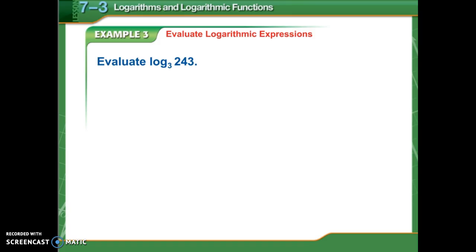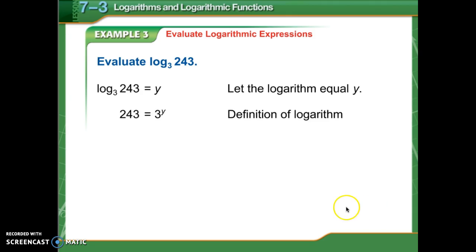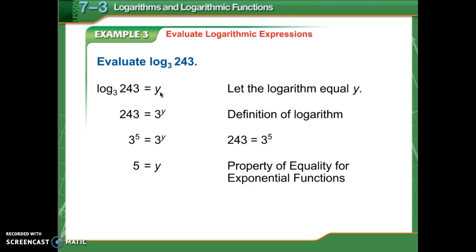Okay, for example 3, we don't have an equation anymore. We have to evaluate a logarithmic expression. This time we're looking at log base 3 of 243, and we have to figure out what that is equal to. The first thing we want to do is write this in exponential form. So log base 3 of 243 has to equal something, and we're going to call it y. Then in exponential form, that would be 3 to the y power equals 243. 243 is 3 to the 5th, so 3 to the 5th equals 3 to the y, which means y is 5. So when you evaluate log base 3 of 243, you get the number 5.